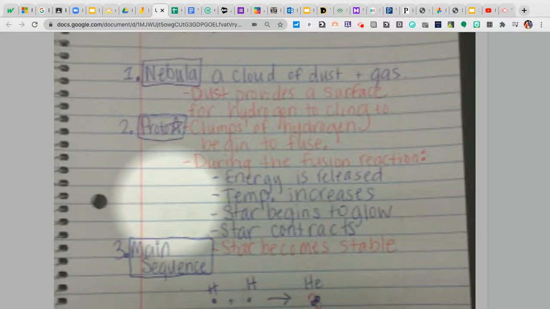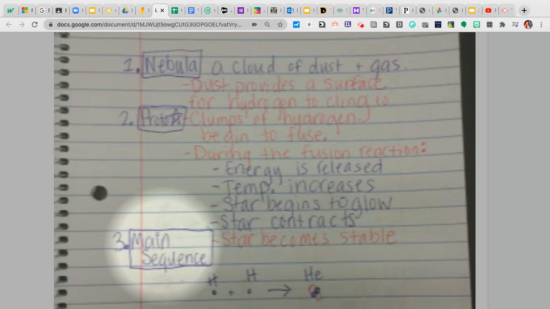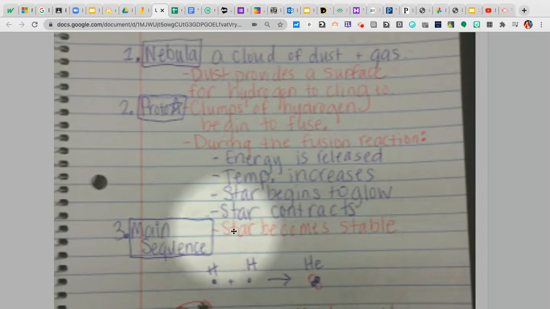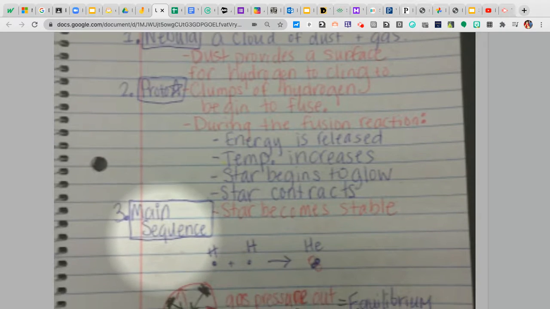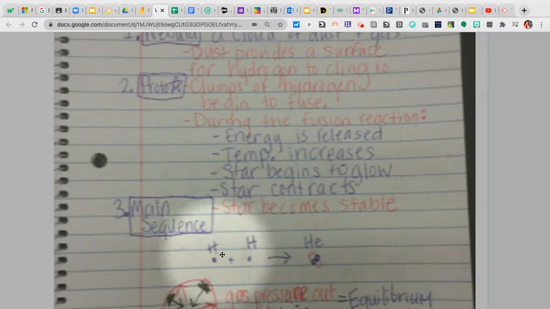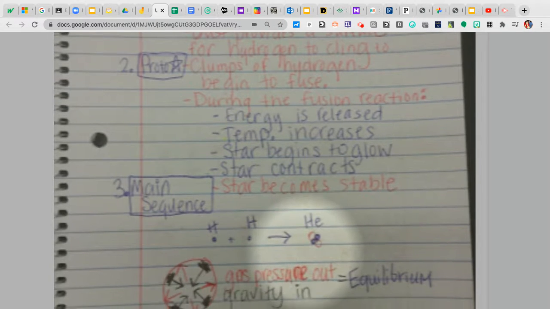Our next phase in a star's life is called main sequence. This is where a star becomes stable. Our sun is in main sequence right now. Our sun is stable. So this is pretty much like the teenage years of the star, young adults, where nothing's happening. Everything's good within that star. So this is called main sequence, and this is where we're getting hydrogens and starting to create helium within the star.